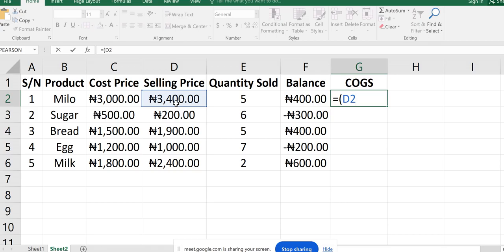And times. Now your times is your asterisk. Is that clear? So times what? Times E2. Then what else? You close the bracket. Then what am I going to press after closing the bracket?